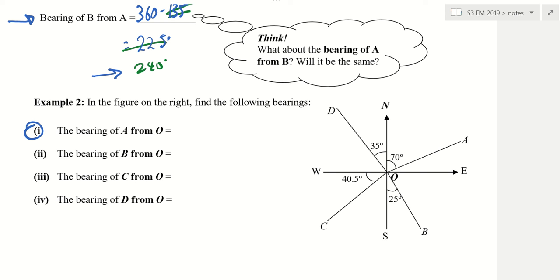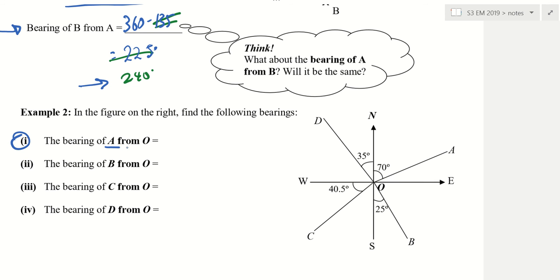Now, I quickly go through the 3 steps. This is why I say people get confused, because they don't follow the instructions. Step number 1, A from O: I will join A and O together. Step number 2, I will draw north at O. It's already drawn for you. Step 3, measure from north to the line. Answer is 070. So don't ask me, teacher, 20 what? Teacher, 340 what?